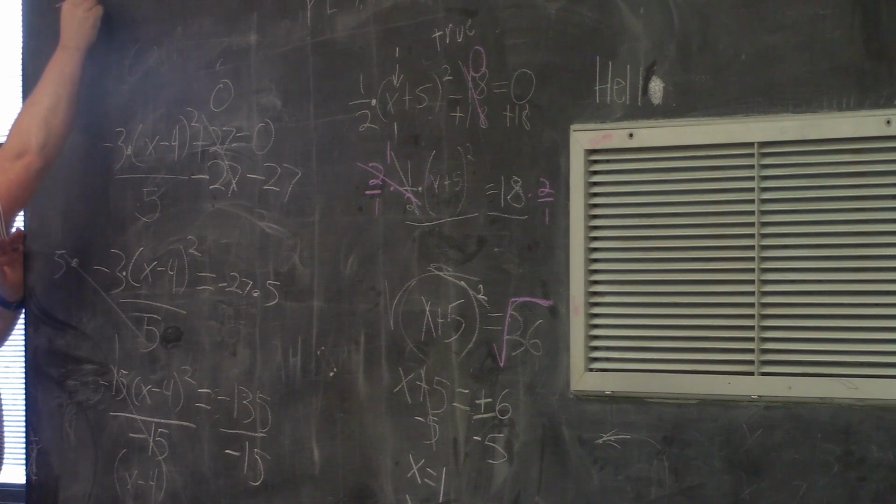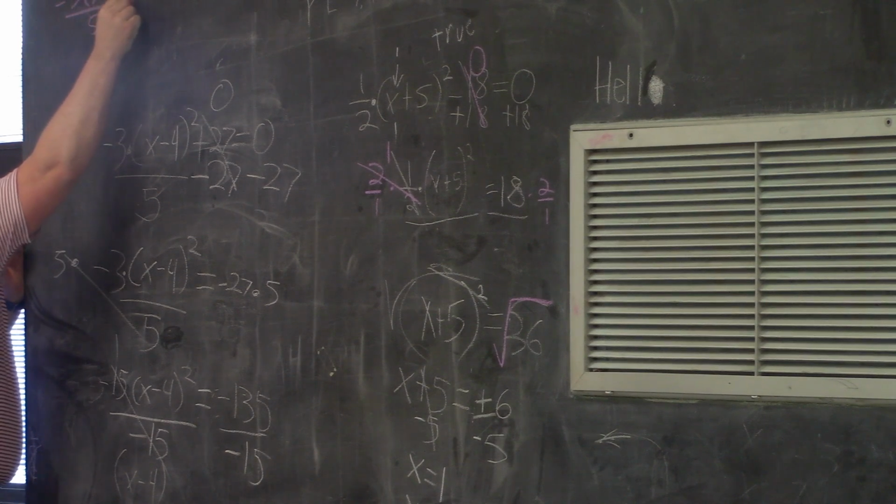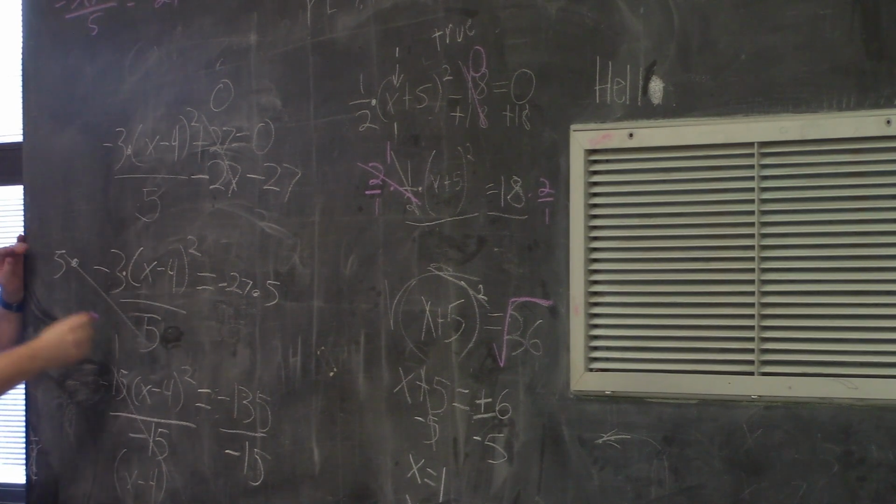Negative 3 times (x minus 4) squared divided by 5 equals negative 27. And so this group is multiplied by 5, because what does this fraction bar mean? It means division, right? So we multiply, make that a 1, that's correct. And then what do they end up with?